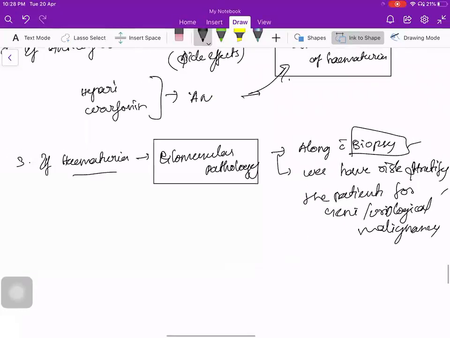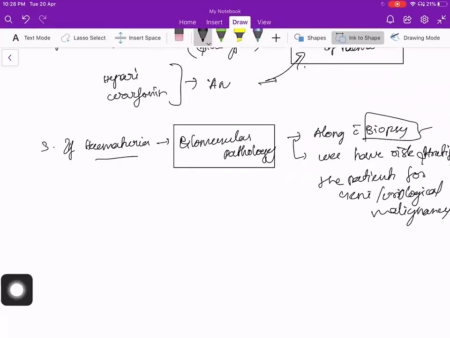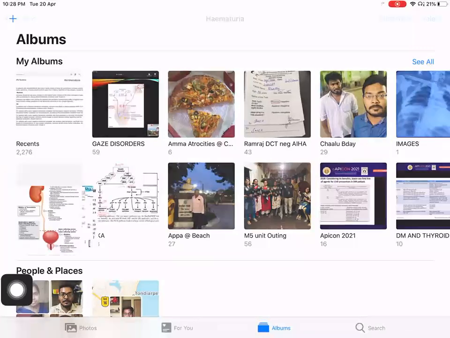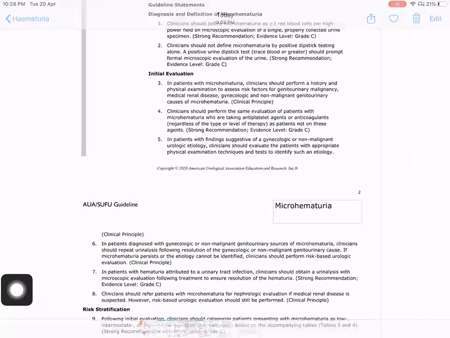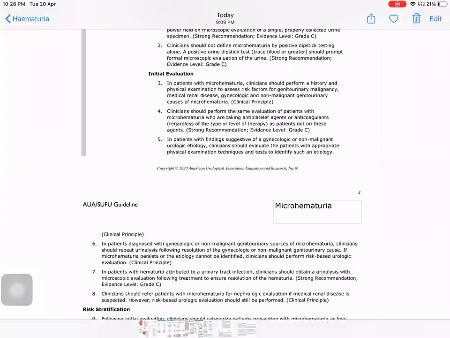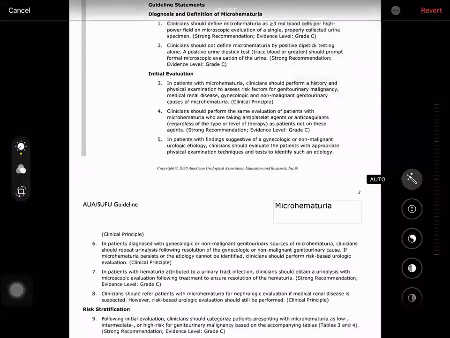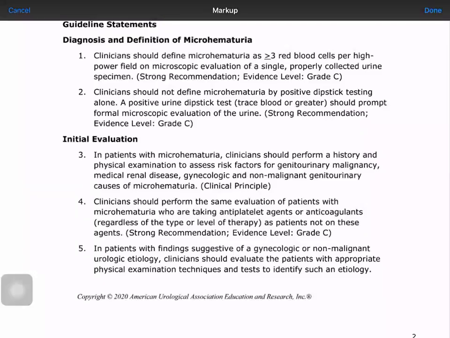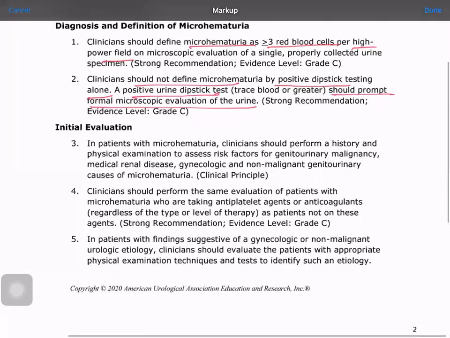And these are some of the salient points. I'll show you the recommendation. To define microhematuria, there should be three or more red cells per high power field. Clinicians should not define hematuria by urinary dipstick method alone. A positive urinary dipstick should be confirmed with urinary microscopy.